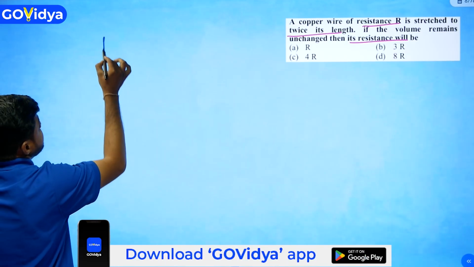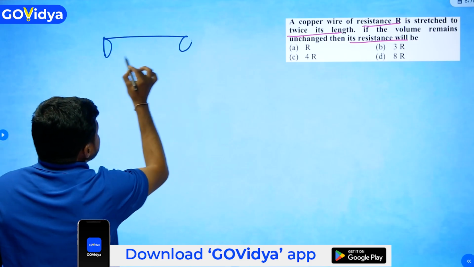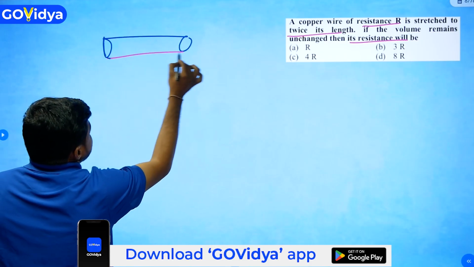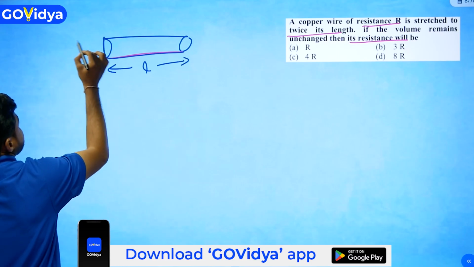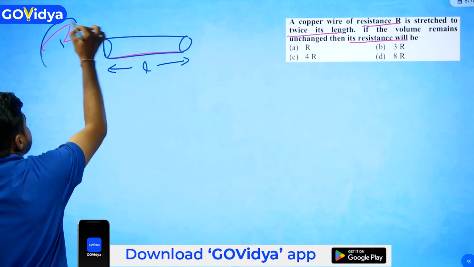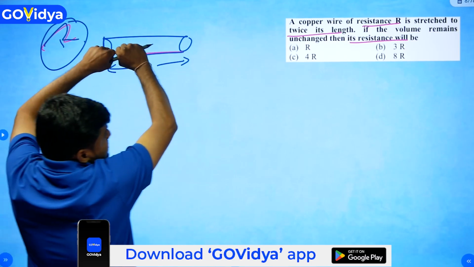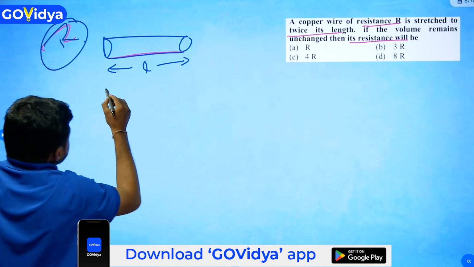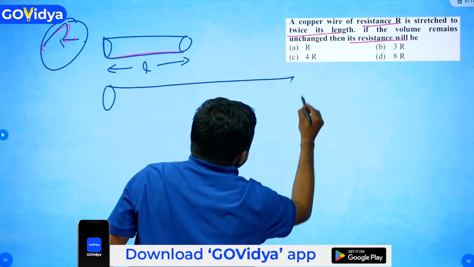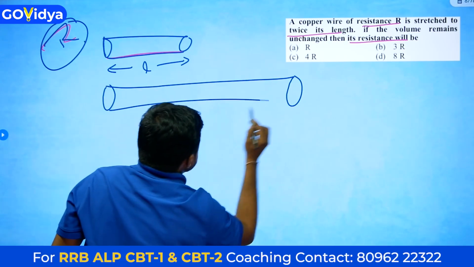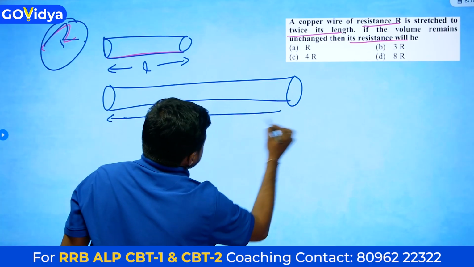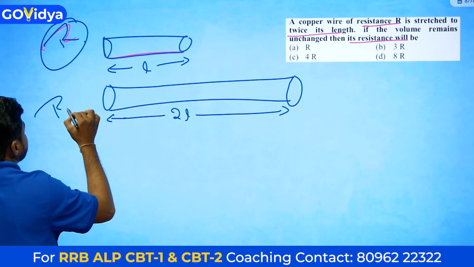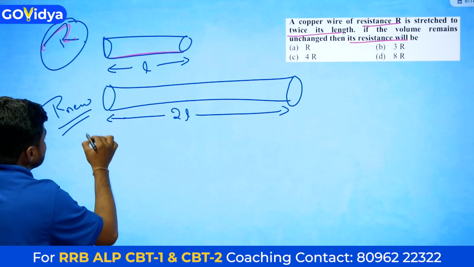This is the initial conductor having length L. The resistance is R, let us say. Now the conductor is stretched to twice of its length. Length is 2L. Now R new will be, what is R new? We have to find it.